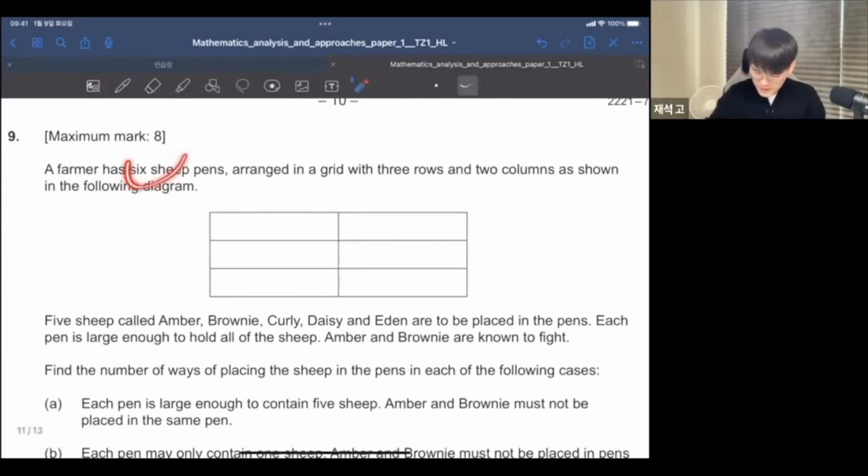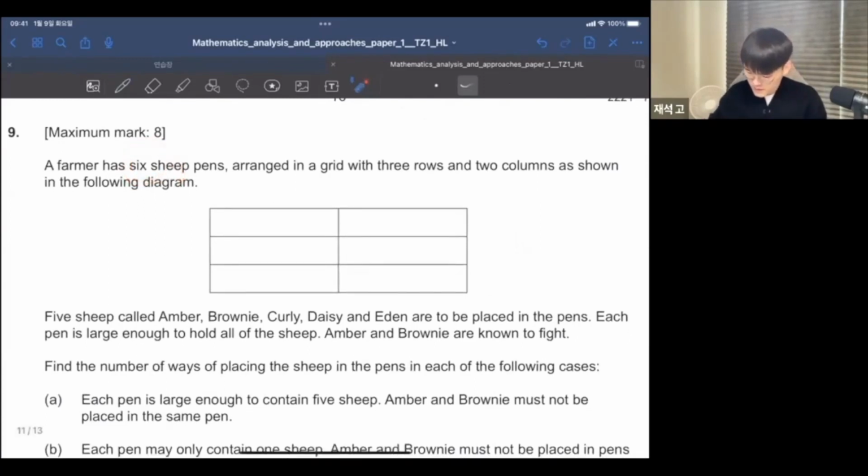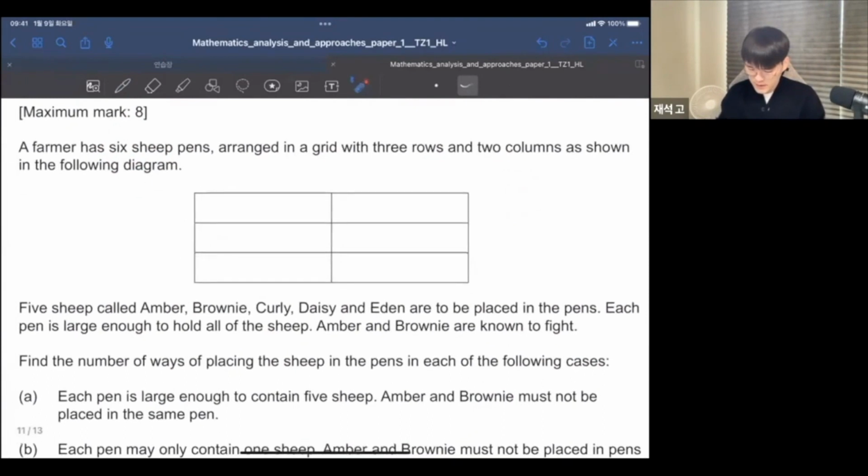There are a total of 6 sheep. The sheep claim that they have placed 6 sheep in this location. So there are 5 sheep: Amber, Brownie, Collie, Daisy, and Eden. I'll just call them A, B, C, D, E. We have 5 of them, and there are 6 spots for us.